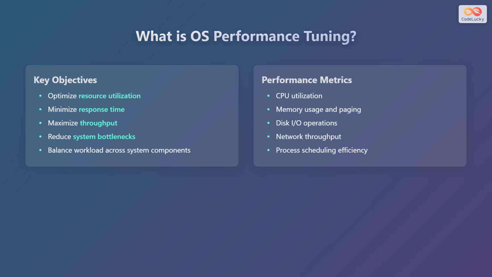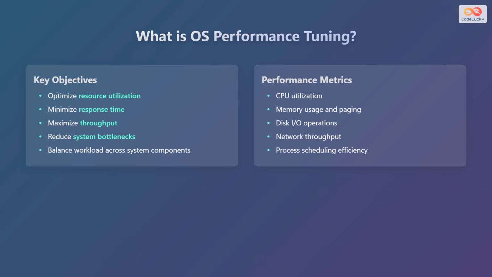The key objectives include optimizing resource utilization, which means making the most efficient use of your system's hardware. Minimizing response time, which ensures that applications and processes start and run quickly. Maximizing throughput, which allows your system to handle a large amount of work efficiently. Reducing system bottlenecks, which identifies and removes obstacles that slow down the system. Balancing workload across system components, which distributes tasks evenly to prevent any single component from being overloaded.